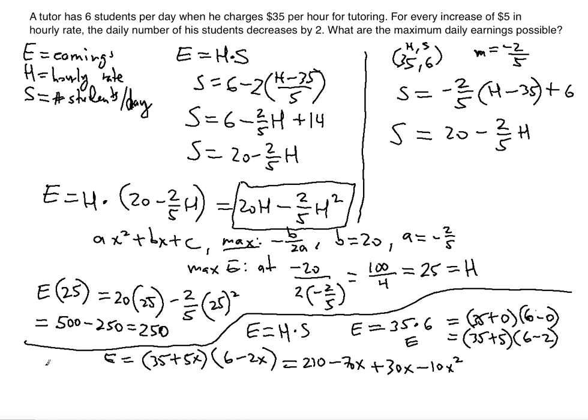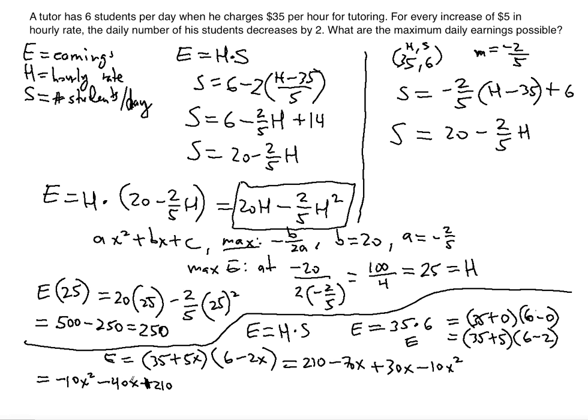And that turns into negative 10x squared. I'm just going to write it in the standard quadratic order. What's minus 70 plus 30? That's minus 40x. And then plus 210. Okay? So now we're treating this the same way. We're going to take the maximum to find the maximum earnings amount.